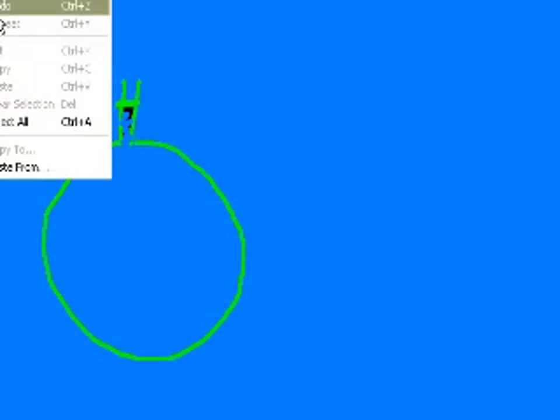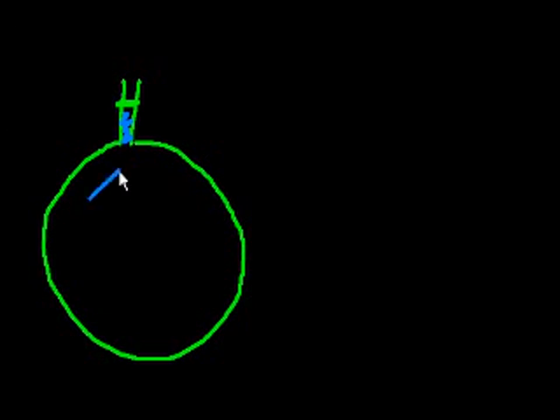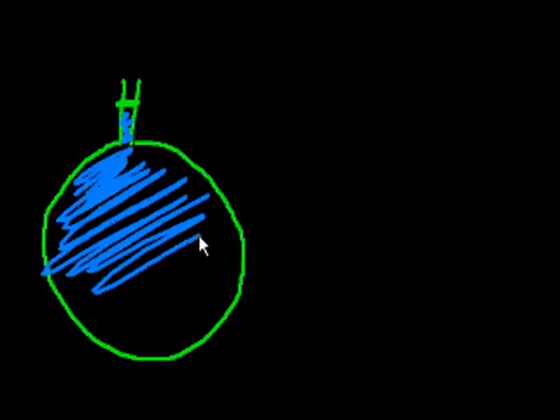Let me see if I can use that fill function again. Oh no, there must have been a hole in my drawing. Let me just draw the water. So I have water throughout this whole thing.